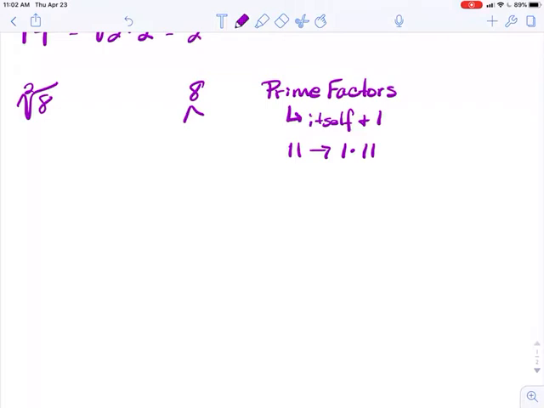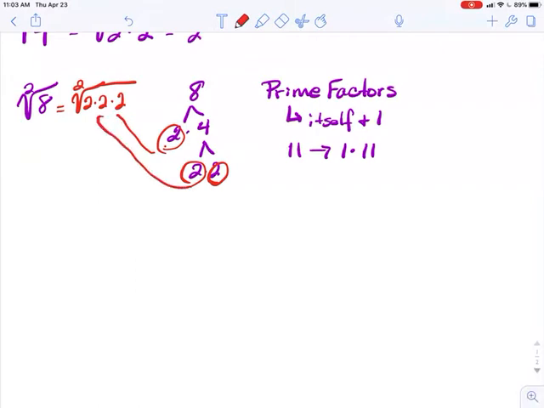On 8, I can start out with 2 and 4, because 2 times 4 gives me 8. Then my 4 is going to factor again into 2 times 2. Well, 2 is a prime factor, so that's all the prime factors. My prime factors of 8 are 2, 2, and 2. So the square root of 8 is the same thing as the square root of 2 times 2 times 2, because I just took all these 2's and put them in there.